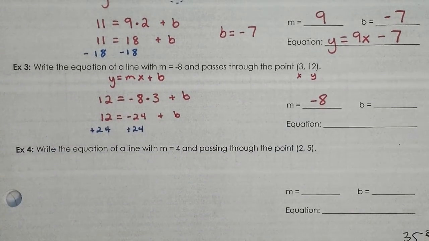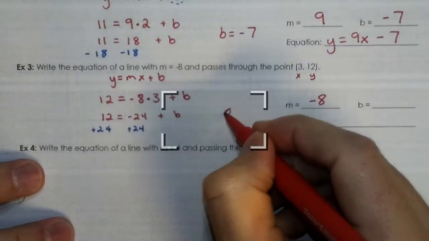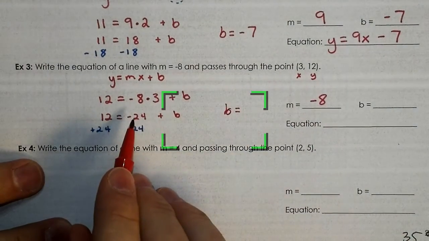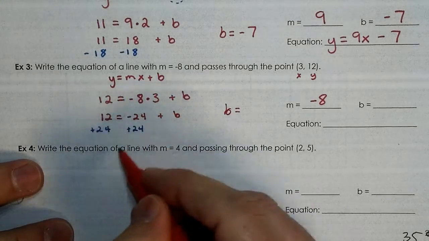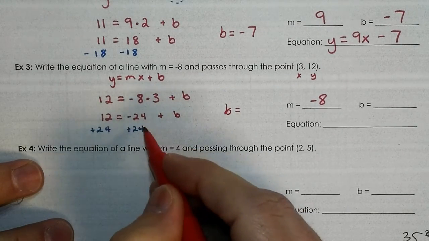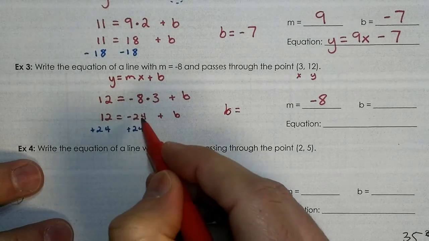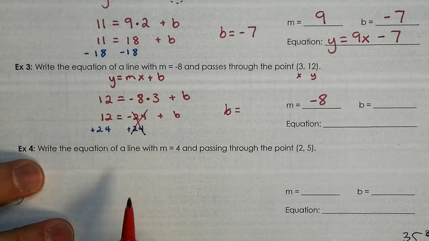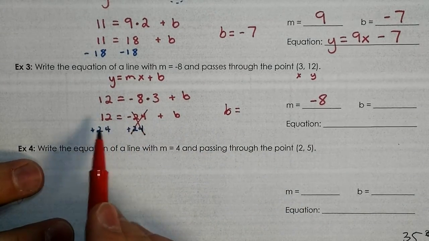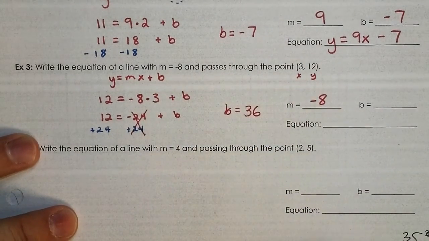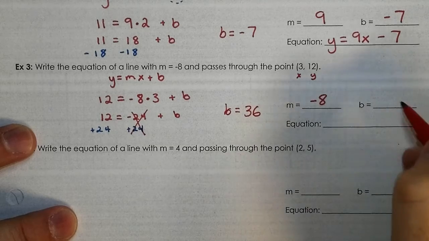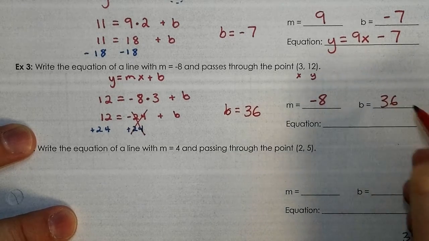Once we add 24 to both sides, b equals, because what happens to negative 24 and positive 24? Yeah, they cancel out. They cross out. Those will cross out. If you want me to, I'll actually do it, but those cross out. So what is 12 plus 24? 36. So b equals 36. So we put b equals 36.